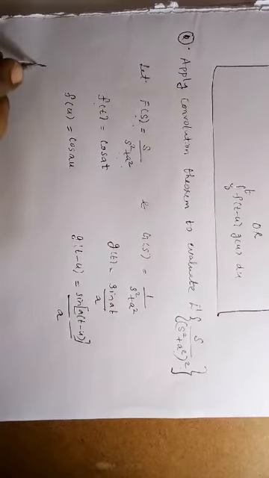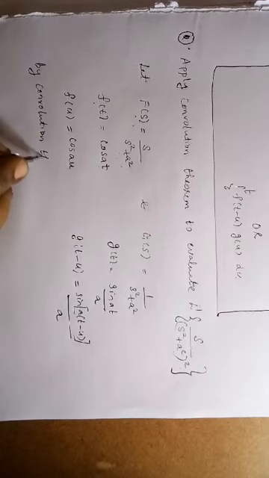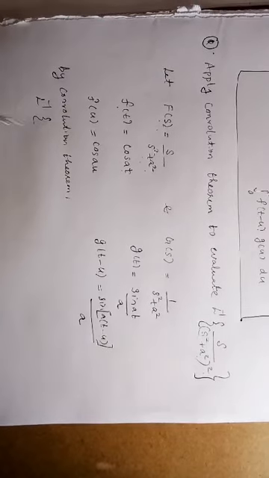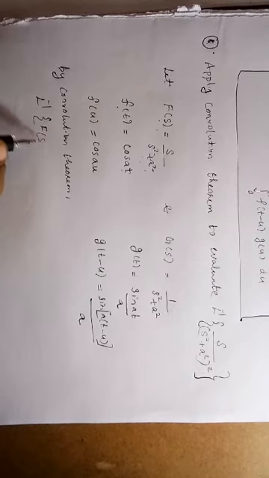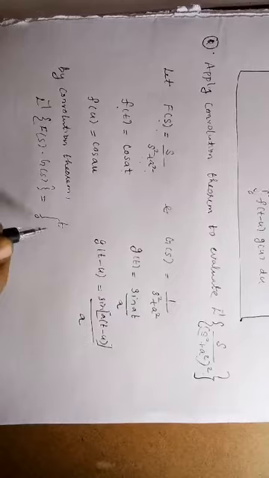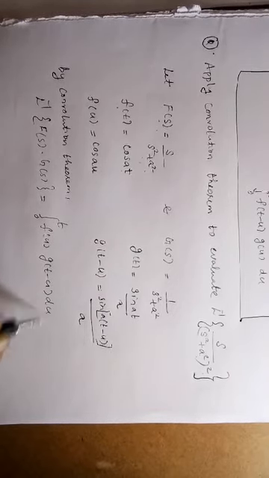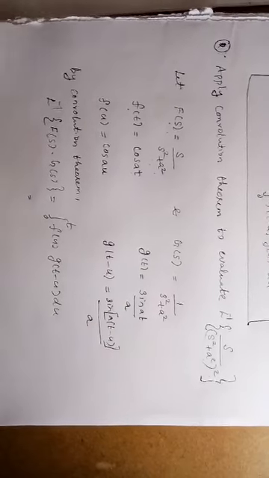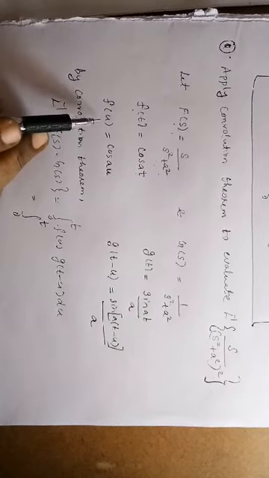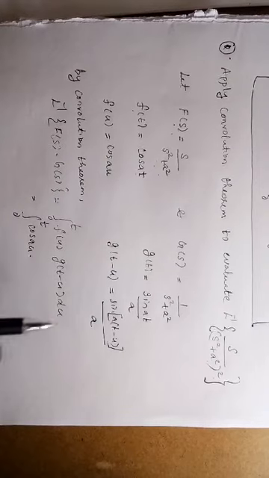So by the convolution theorem, L inverse of F(s) into G(s) equals integral 0 to t f(u) g(t minus u) du. That is integral 0 to t. What is f(u)? f(u) is cos au into g(t minus u).